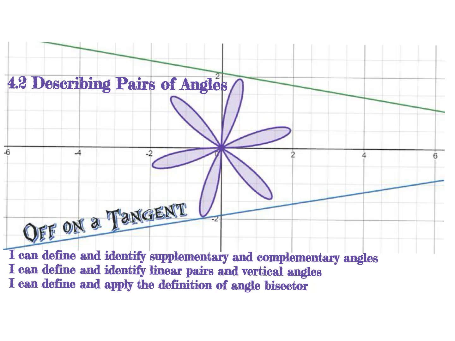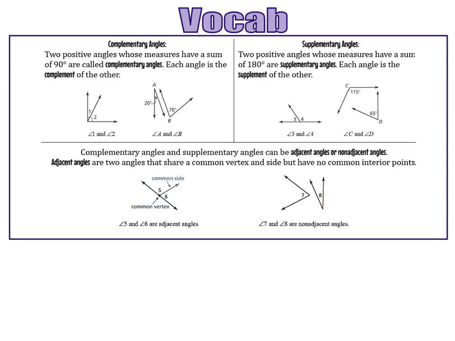Hello and welcome. In this video, we're going to describe pairs of angles. Our objectives are that we can define and identify supplementary and complementary angles, that we can define and identify linear pairs and vertical angles, and that we can define and apply the definition of angle bisector. So let's go ahead and jump in.